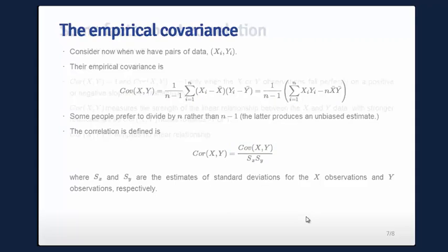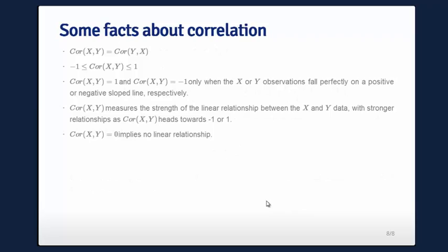It doesn't matter whether it's correlation x comma y or correlation y comma x, you get the same number. It's between -1 and +1. It equals 1 or -1 only if the observations fall in a perfect line, positively or negatively sloped. And the correlation is a measure of the strength of the linear relationship. And correlation equals 0 implies no linear relationship.